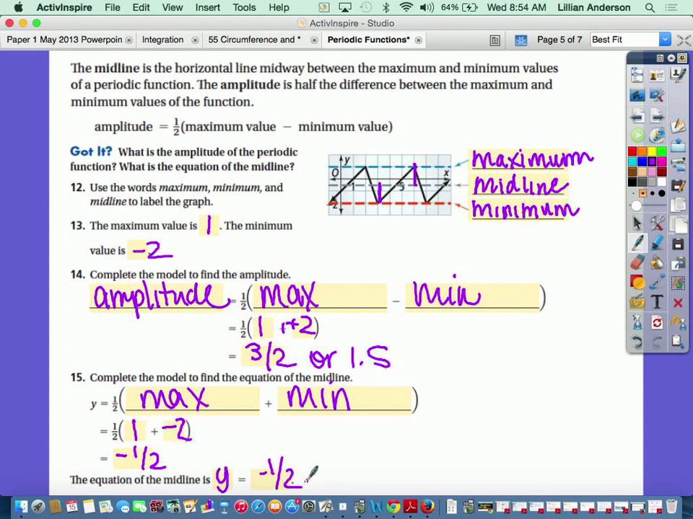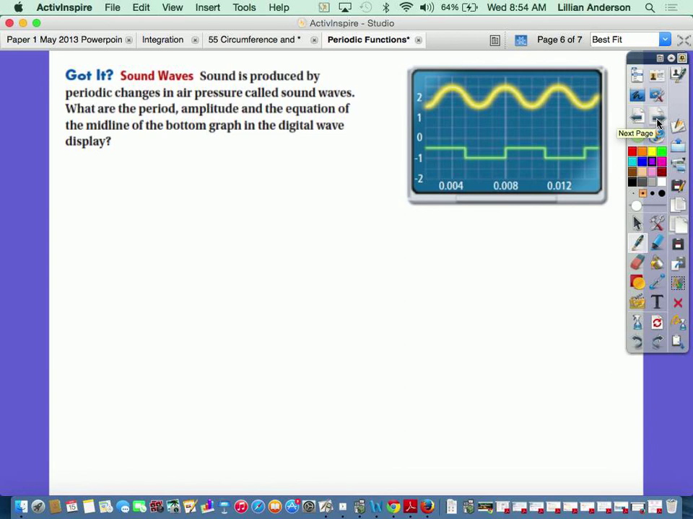That number is basically used to tell us exactly how high up and how low our max and min are from that midline. Questions? So far, pretty simple concepts. You got the period, you got the midline, and you got the amplitude. Alright, let's look at a real world example here.